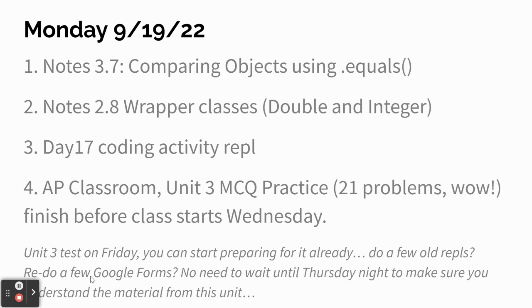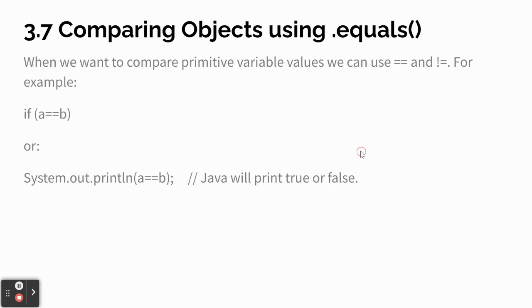So, all right, here's what's up. Our last Unit 3 material is using dot equals. So we've already been doing this with strings, so this isn't a big deal. If we want to compare primitive values, though, we use double equals or not equals or greater than or less than, that sort of thing. Like if we had two variables A and B that were integers, we could say if A is equal to B.